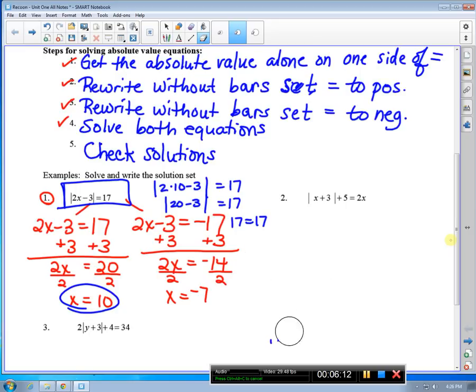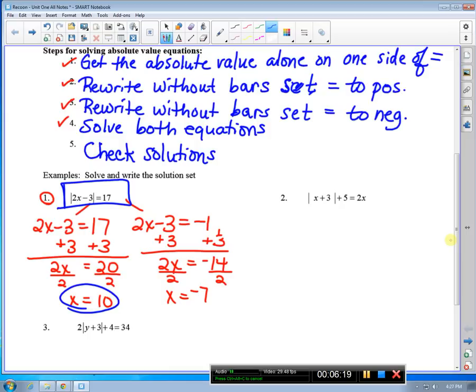Need some room over here. You can rewind the video if you need to go back and see that check, or pause the video at any time. All right, back through the steps.